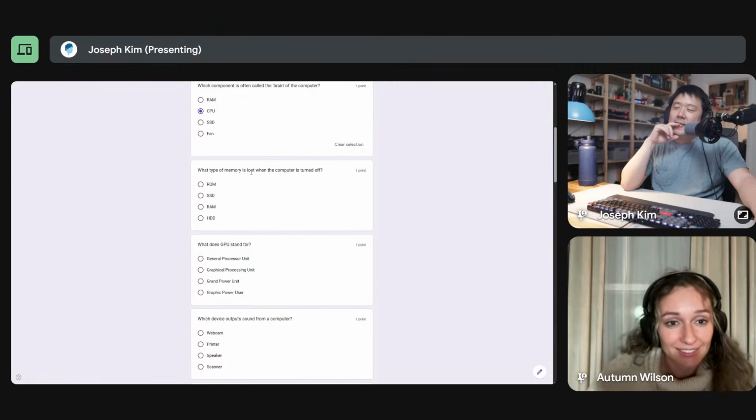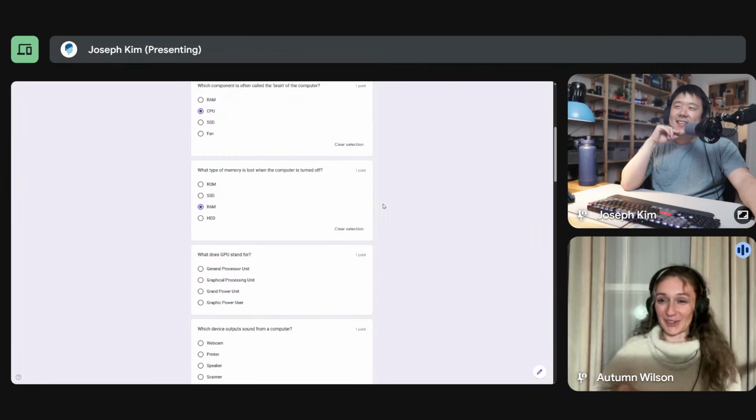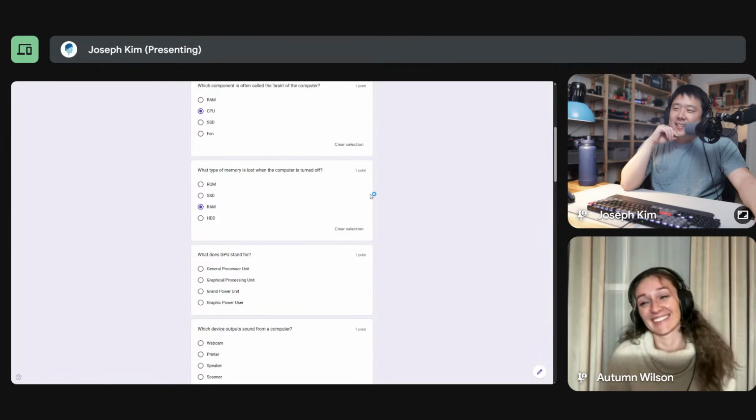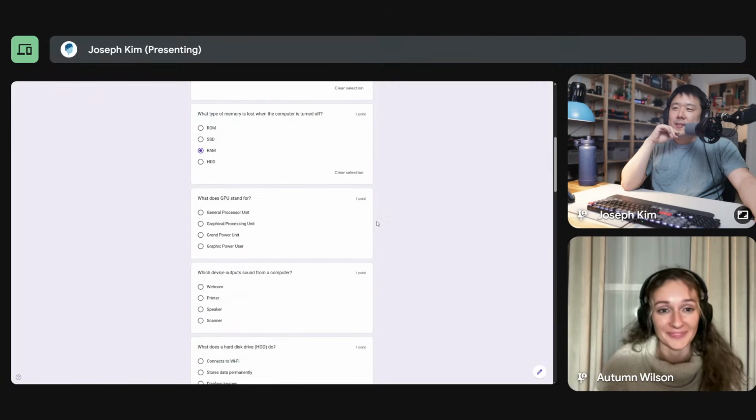What type of memory is lost when the computer is turned off? This is a little difficult. I'll give you this one. I was like, it's probably RAM because I chose RAM last time. Yeah, good strategy there. It is RAM. But who knows, I might be wrong. Let's move on to the next question.